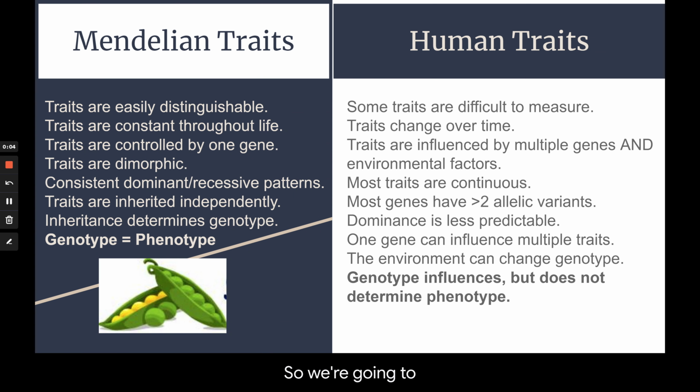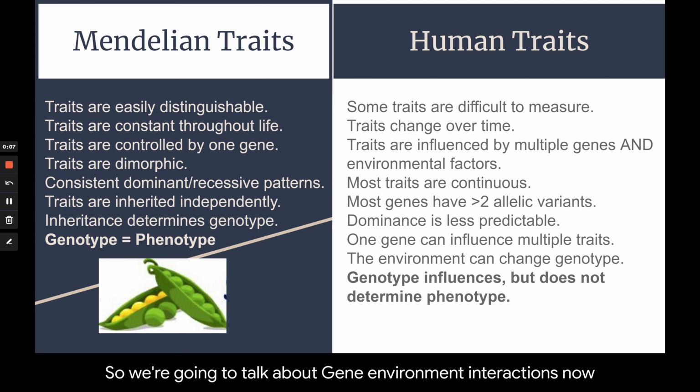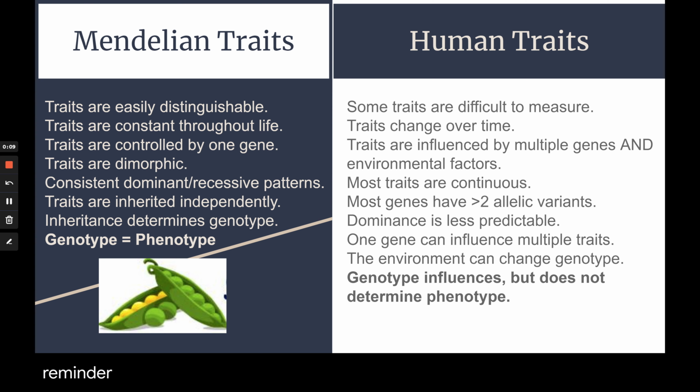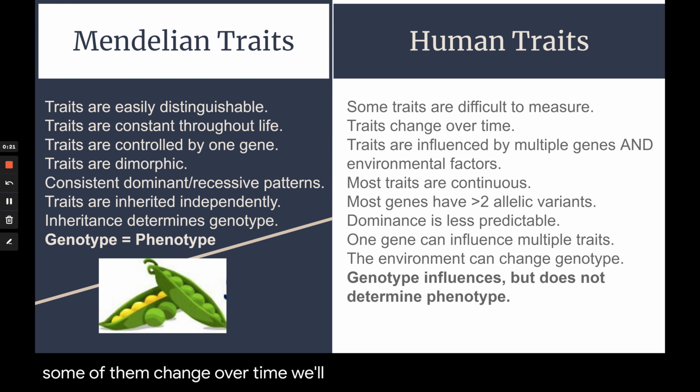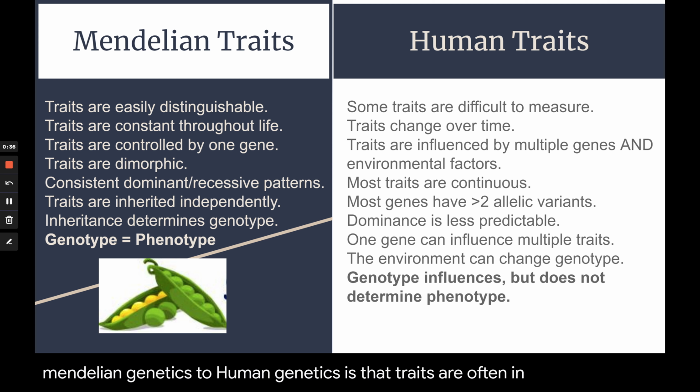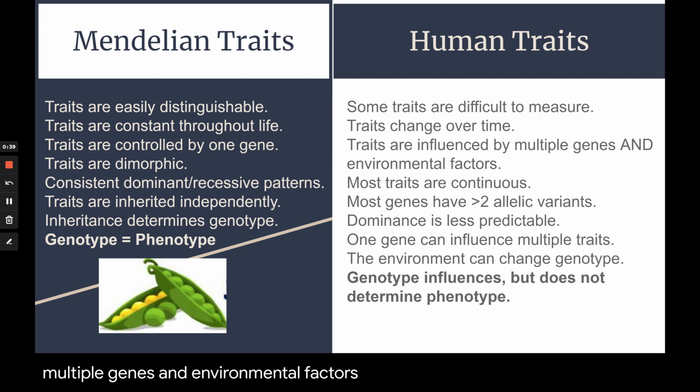So, we're going to talk about gene environment interactions now. And just a reminder, human traits are different than Mendelian traits in so many different ways. Some of them are difficult to measure, which we'll see with this example. Some of them change over time. We'll see that too. But the major difference, and something that has a significant impact in our ability to apply Mendelian genetics to human genetics, is that traits are often influenced by multiple genes and environmental factors.